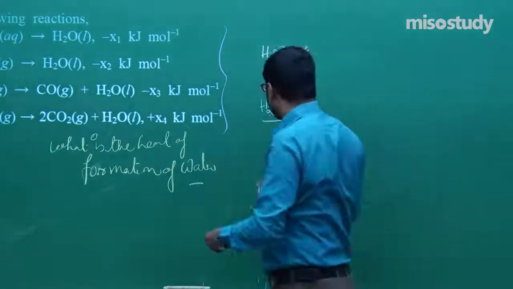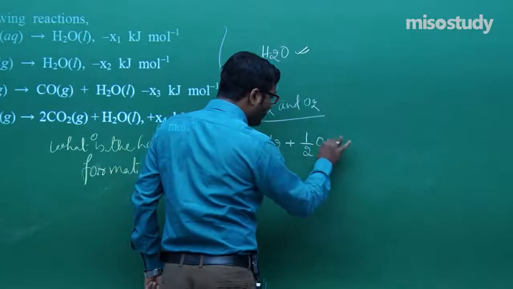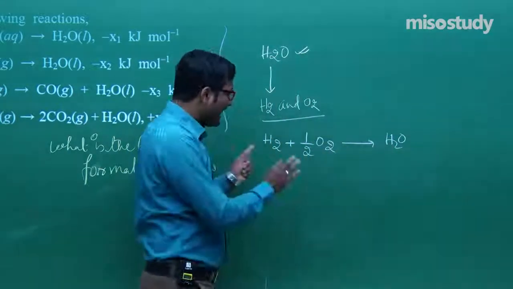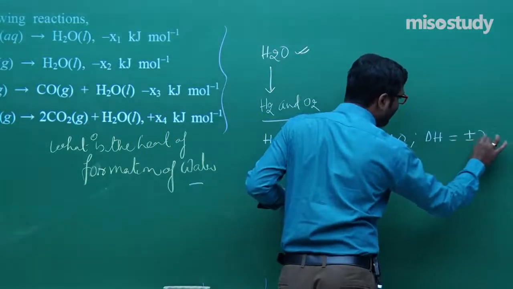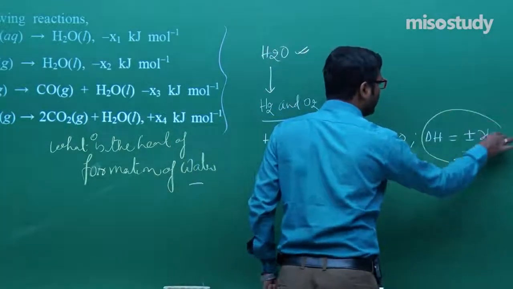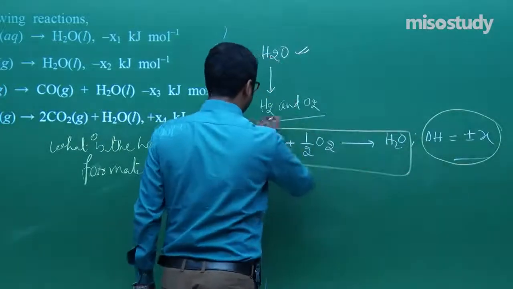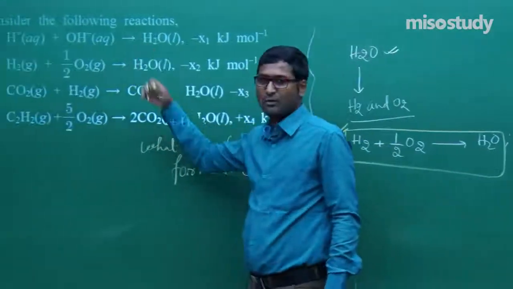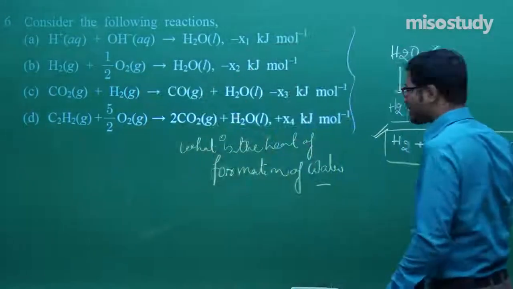Now how to write the expression? The expression can be written like this: H2 plus half O2 gives H2O. This is the expression, and during the reaction energy is evolved or absorbed. And this delta H is equal to the heat of formation. Now find where this expression is. In option 1 it is simply the dissociation, ionization of H2O. But look at the second option, H2 plus half O2. This is the actual expression.